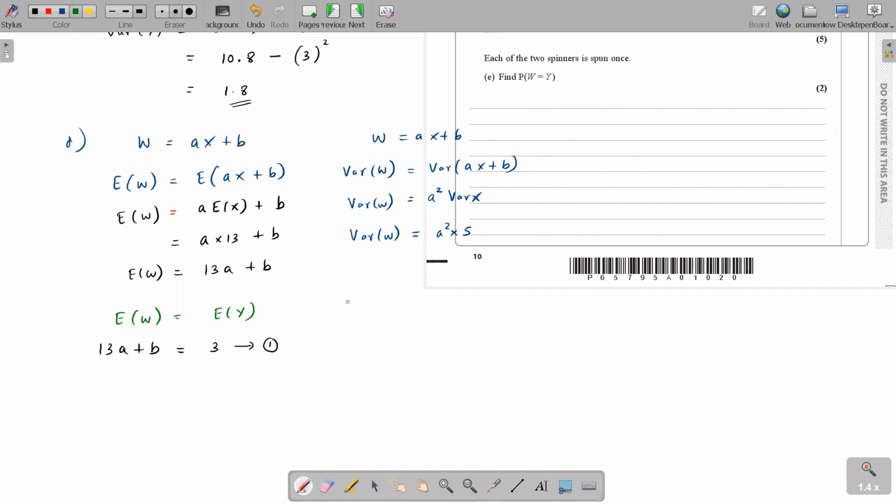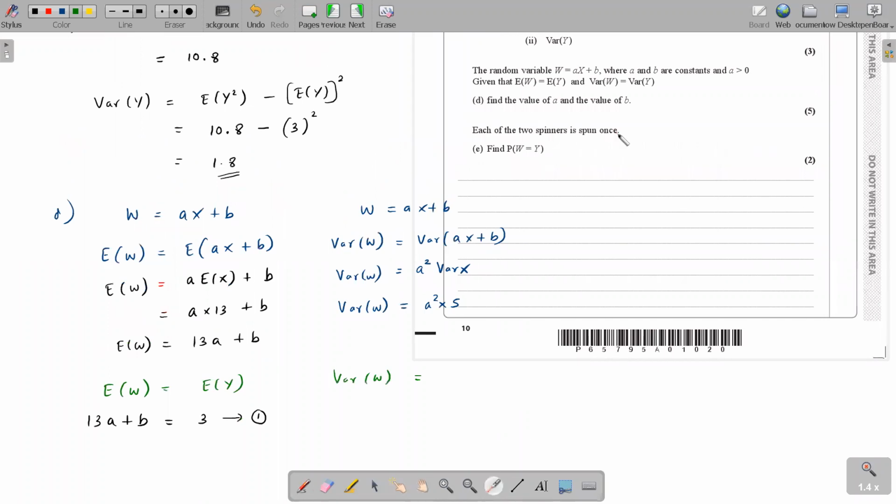The other one is Var(W) equals Var(Y), right? See, this one, Var(W) equals Var(Y). So Var(W), A squared times 5, equals Var(Y). What is the Var(Y) answer? In Roman number 2, Var(Y) is, can you see children, 1.8, right? Yes, 1.8. And then you can get the A value by solving this equation. Put the A value here and you can get the value of B.